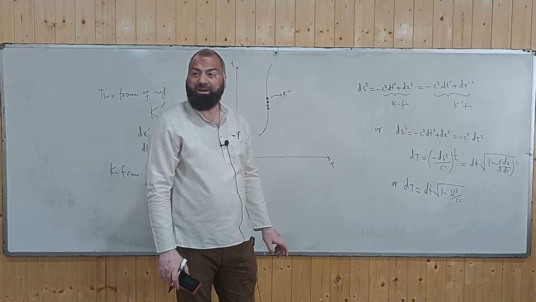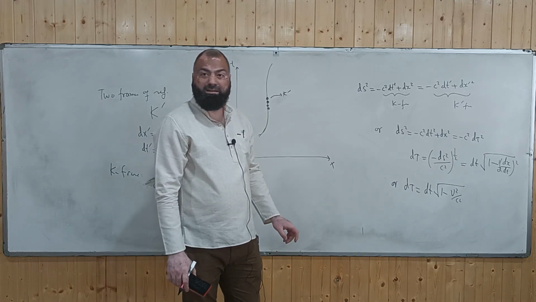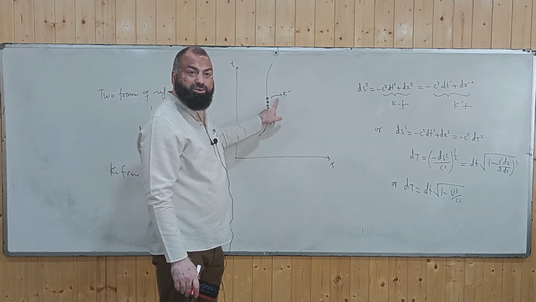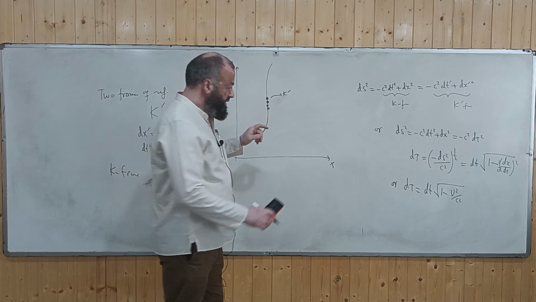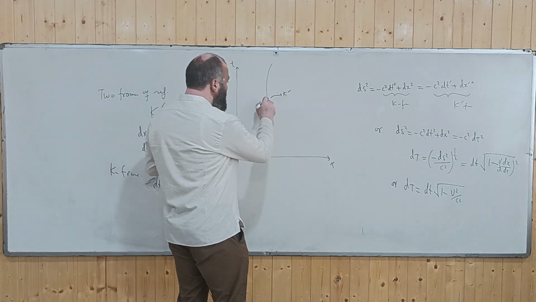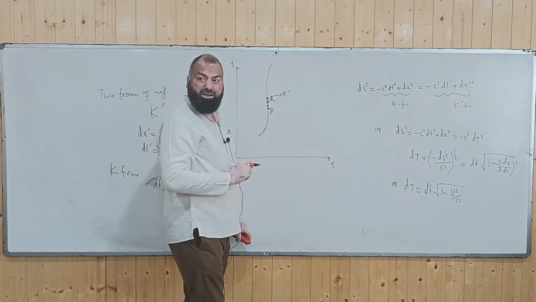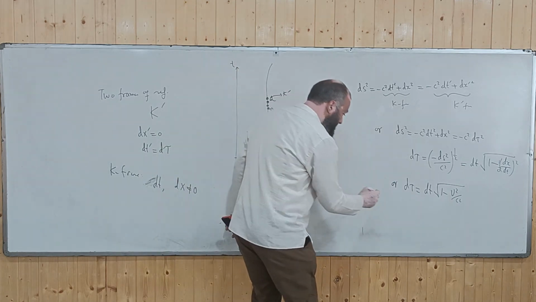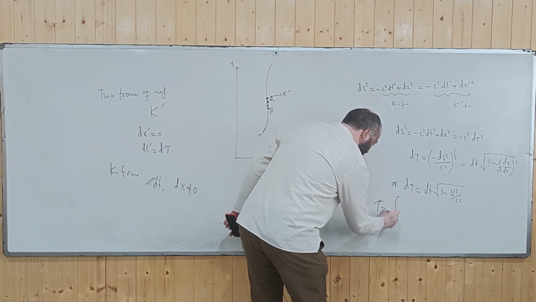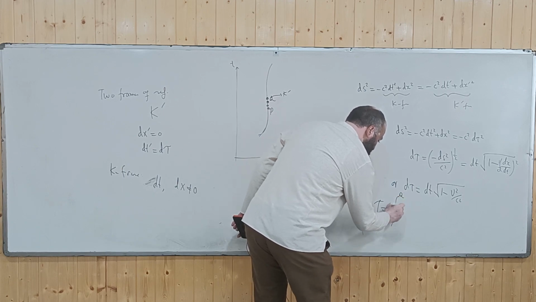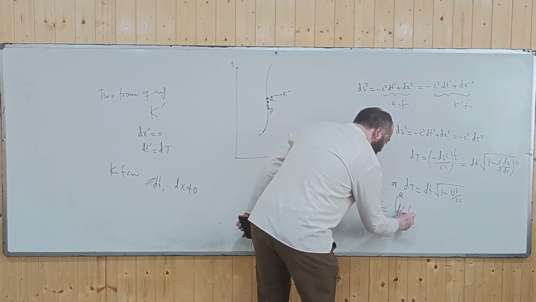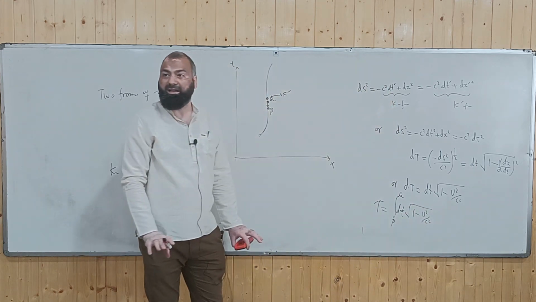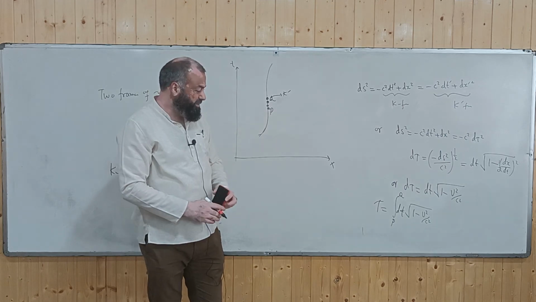Now tell me, what is the amount of time that is shown on this very clock if it moves from P to Q? What is the amount of time shown by that clock? You need to integrate this equation. So the proper time shown by the clock is the integral of dt root of 1 minus v square by c square, and this is simply the time dilation.